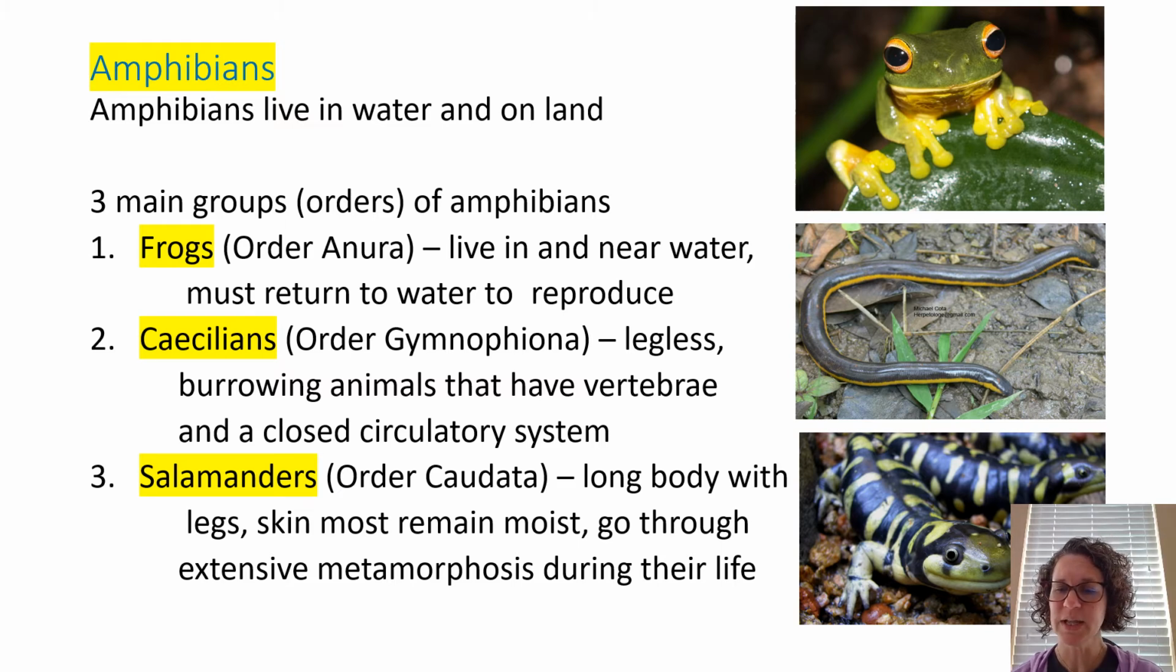And then the last one, that little cute guy right next to me, that's a salamander. And they, in general, have longer bodies. They have legs that kind of give them a lizard appearance. They are, again, like all the amphibians, they have skin that has kind of a slime to it. They have to remain kind of moist. And of all of the amphibians, they probably go through the most extensive metamorphosis. So their stages of life are the most unique from each other.